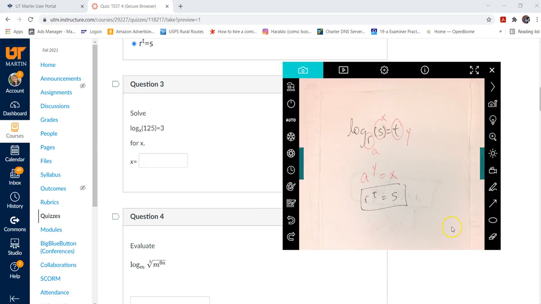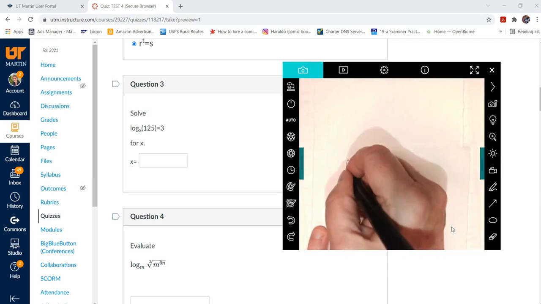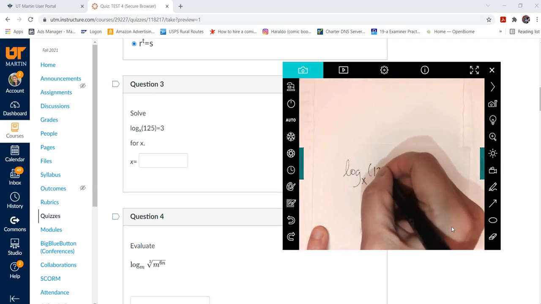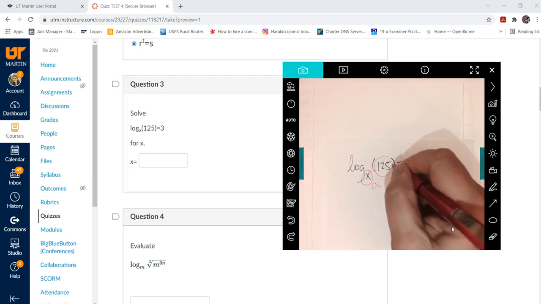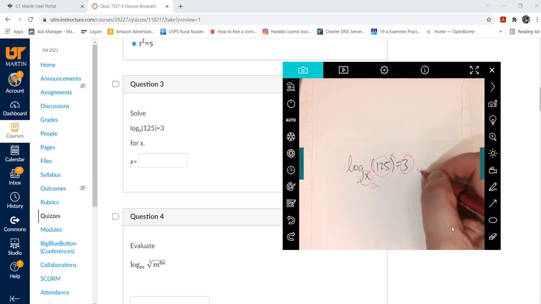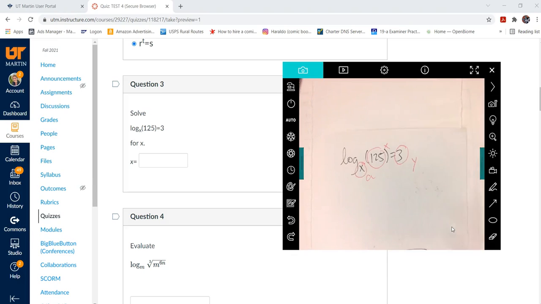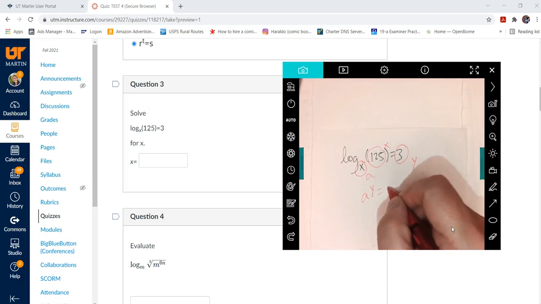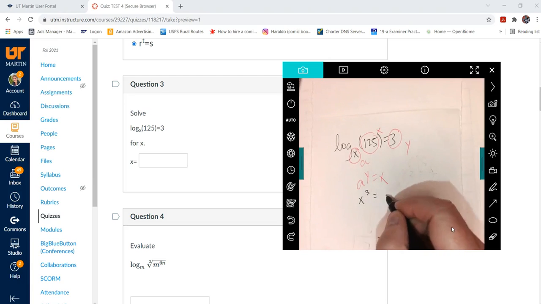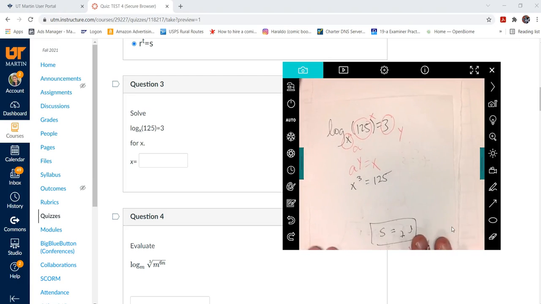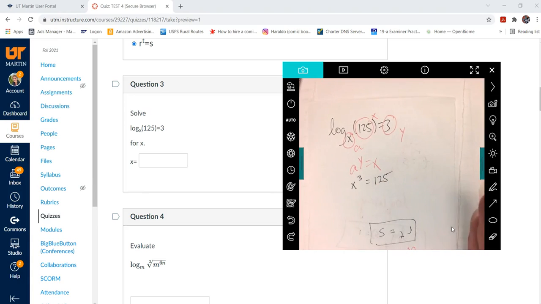All right. With this one, we're meant to solve that. So again, I'm going to do a conversion. A, x, y. And I'll have a to the y equals x. And so I'll have x cubed equals 125. Now 125 is 5 cubed, and so x is equal to 5.